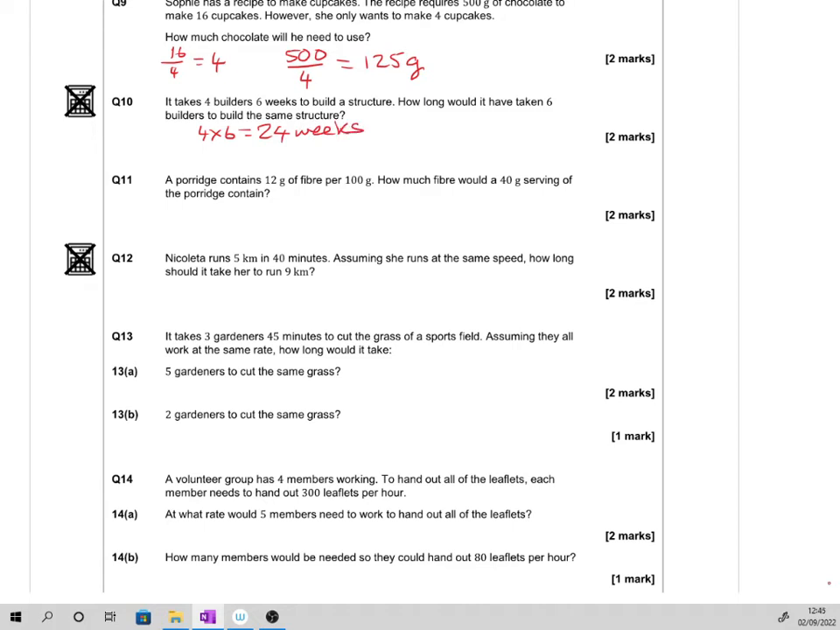Now, how long would it take 6 builders? So we take the 24 divided by the 6, which is 4 weeks.